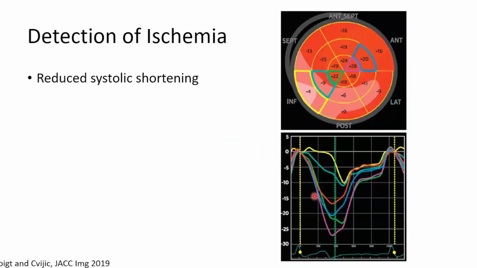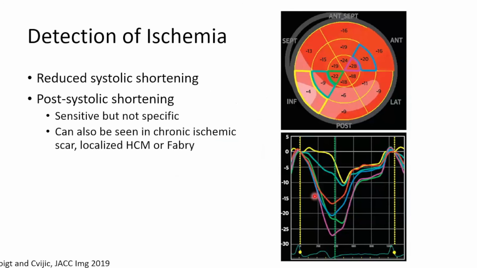The other benefit of strain can be in detection of ischemia, as within seconds of ischemia, there's actually a reduction in systolic shortening. And we can also see something called post-systolic shortening, which you can see in this curve here.